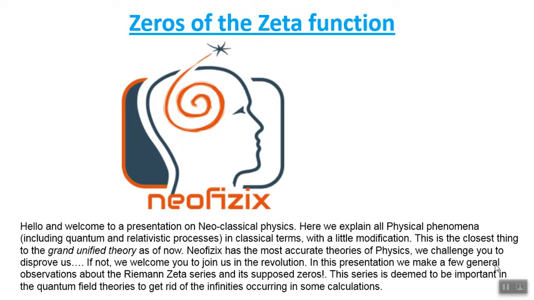In this presentation, we make a few general observations about the Riemann Zeta series and its supposed zeros. This series is deemed to be important in quantum field theory to get rid of the infinities occurring in some calculations.